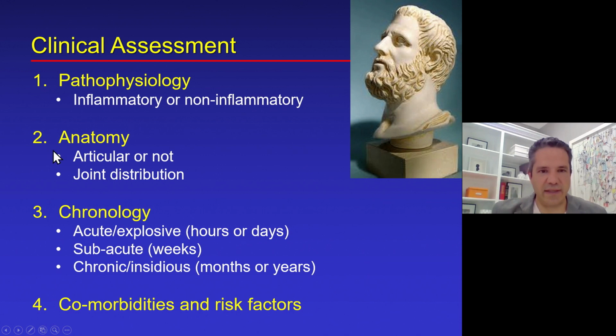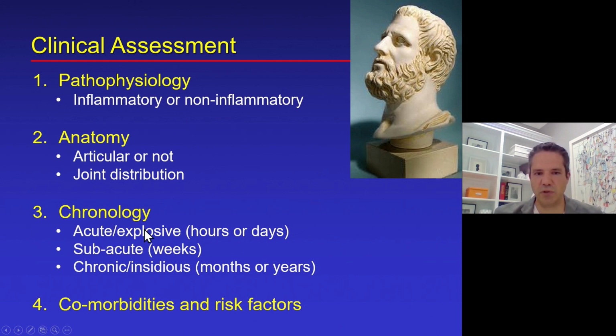We, of course, can't ignore anatomy. We're trying to determine if a complaint is articular or not. It could be periarticular, related to the surrounding structures. And then, is there a joint distribution for the patient who has polyarthritis or polyarthralgias, which is not the subject of this talk? And then the chronology is important.